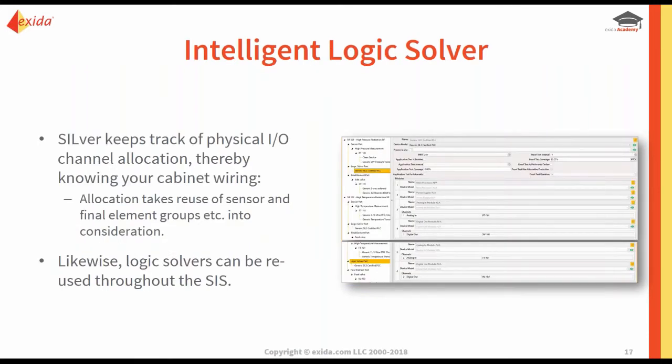We can do the same with our logic solvers. In this case, the logic solver is more intelligent. Silver is essentially keeping track of the input-output channel allocation, and thereby essentially knowing how your cabinet would be wired. So it takes reuse of sensor and final element groups into consideration. And obviously, in this case, your logic solvers can be reused throughout the SIS too. So if you're reusing your logic solver for a lot of different SIFs, the tool knows exactly how many inputs and outputs it has, etc. And you can see this on the screenshot over here. It might be a little bit small, so when I open up the tool, I'll show it to you again. But here your logic solver is specified, and you can see all the modules.